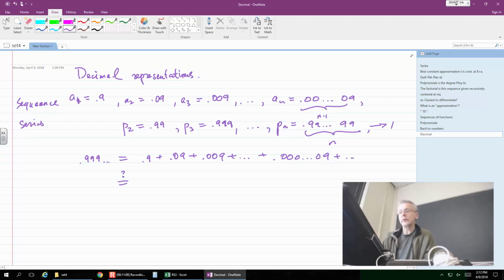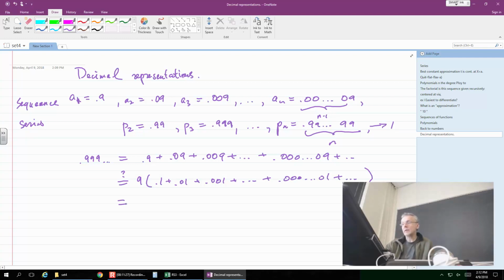If you really want to do algebra with these numbers, you might try to factor n out like this, with 0.1 plus 0.01 plus 0.001, and then you have a bunch of zeros ending with 1, and there are infinitely many of them. That gives me a different representation of this thing.